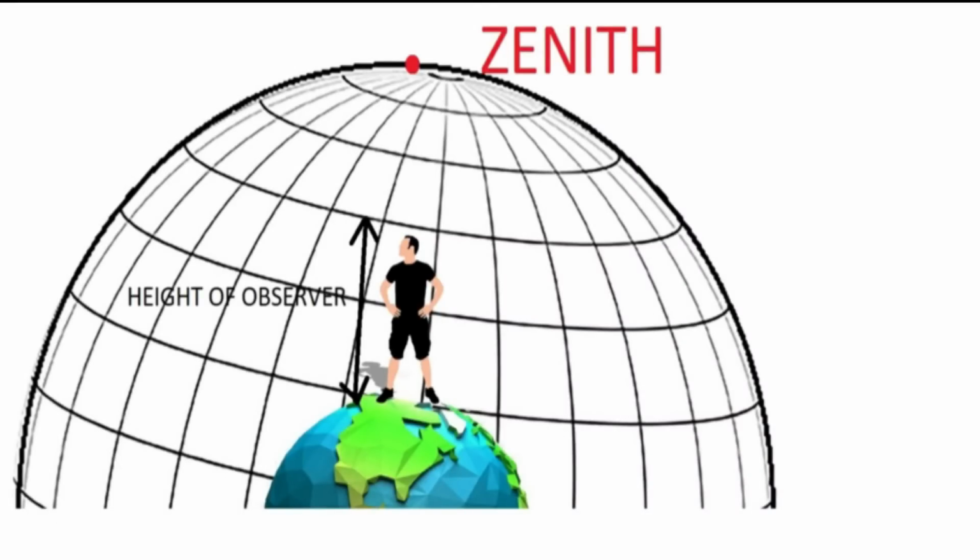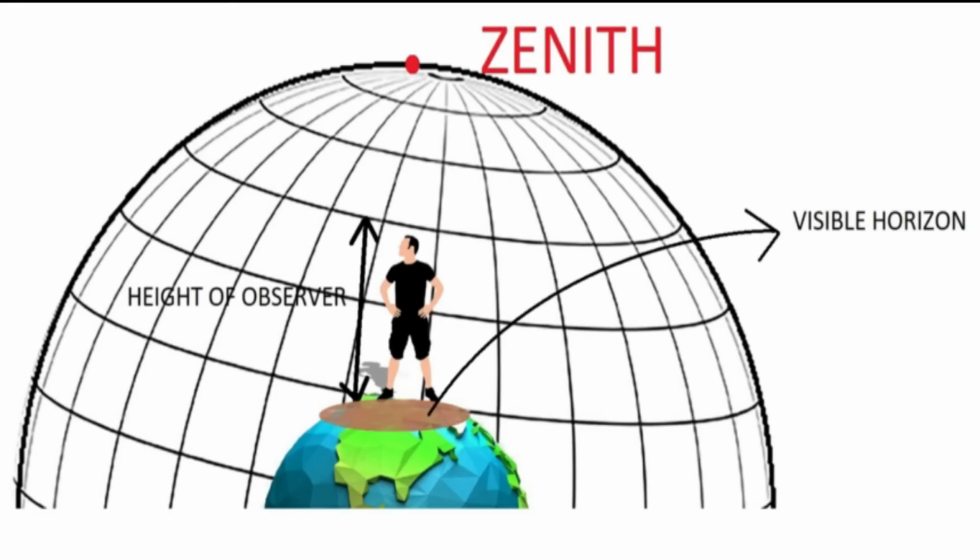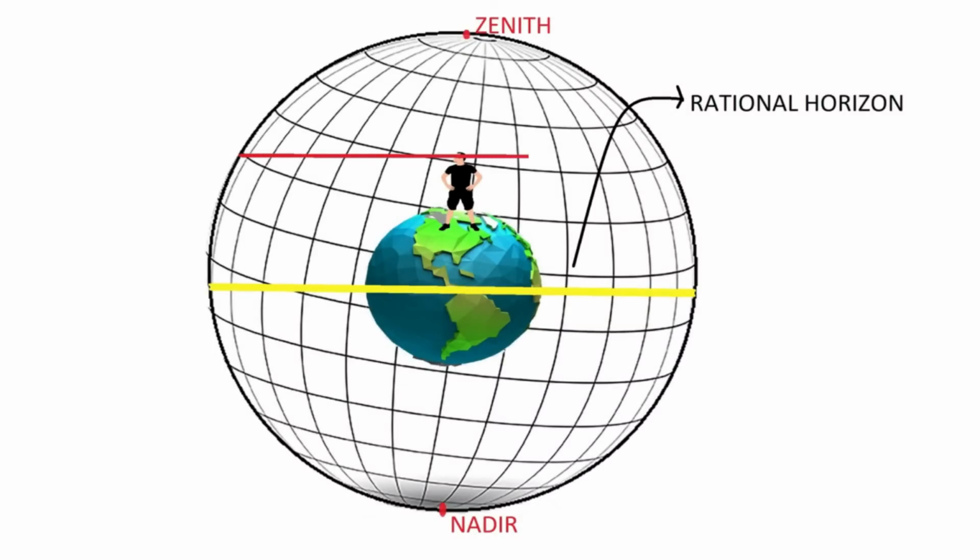Visible horizon. The limit of the area around the observer which is under the direct line of sight of the observer. This is a function of the height of eye of the observer. Sensible horizon. This is the small circle on the celestial sphere whose plane is parallel to the rational horizon and passes through the observer's eye level.